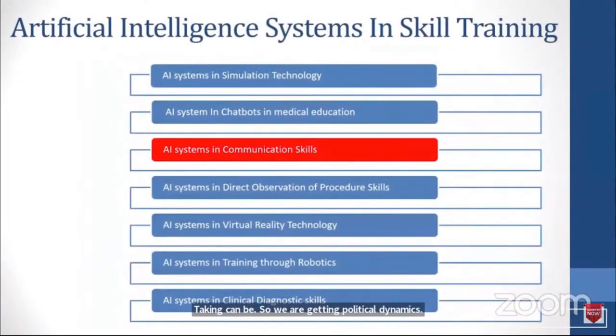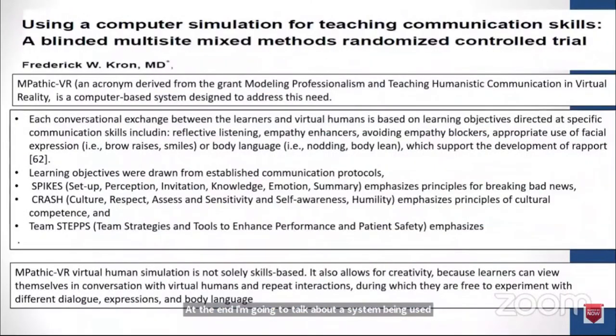At the end, I'm going to talk about AI systems being used for communication skills. There's this nice paper where they created a program called Empathic, and the program will teach you how to use reflective reasoning and enhance empathy. All those things could be taught. And instead of some teacher teaching you, usually we teach communication skills by asking the students to observe a role model, and then we try to improve.